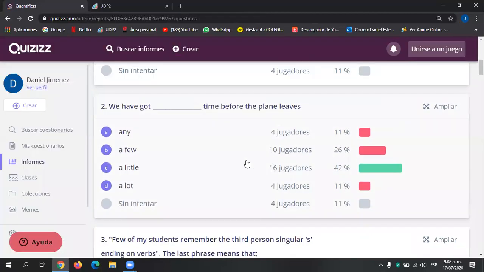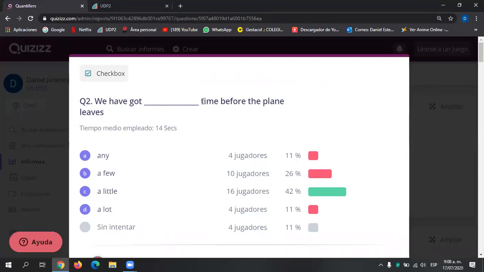Second question. We have got time. You know time, yeah? Time is uncountable. So try to discard the countables. So we discard few because it's used with countables. Any, we use just for questions or negative sentences, so we discard two. And we don't use a lot because it doesn't have the of, a lot of time. So you cannot say a lot time. So it's easy to know that a little time is the correct answer. See, we have got a little time.